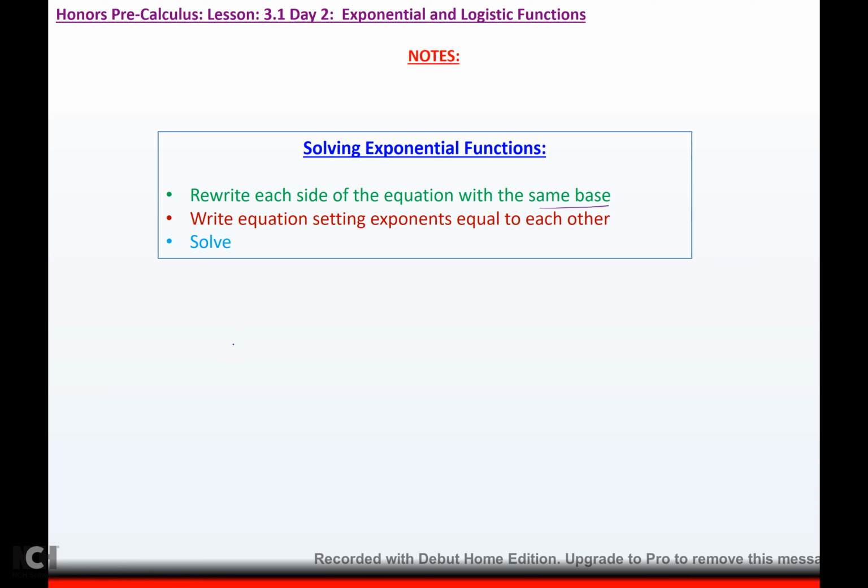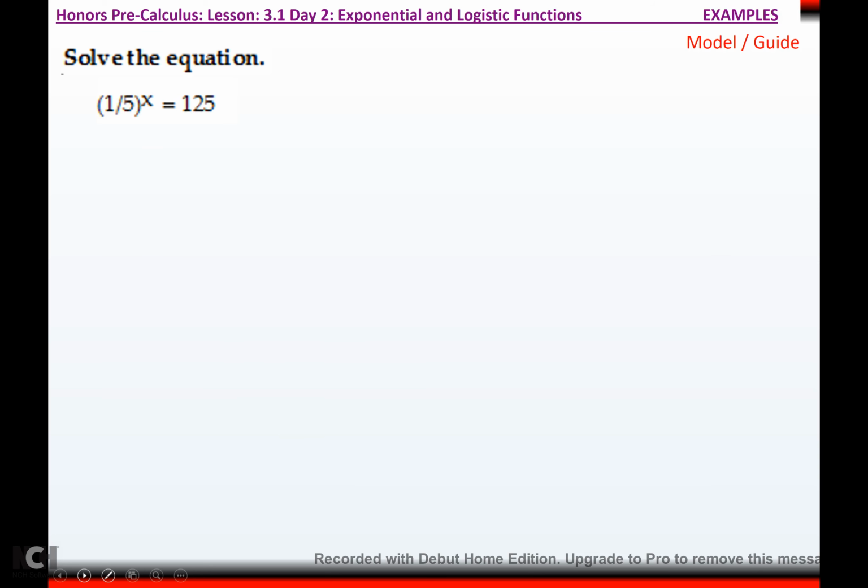And what it means is, if I gave you 2 to the x and I said it equaled 2 to the third, then x has to be 3. If you're going to claim 2 powers are equal, the only way that 2 powers are equal is if the exponents are also equal. Okay, so that's kind of the gist of what we're doing.